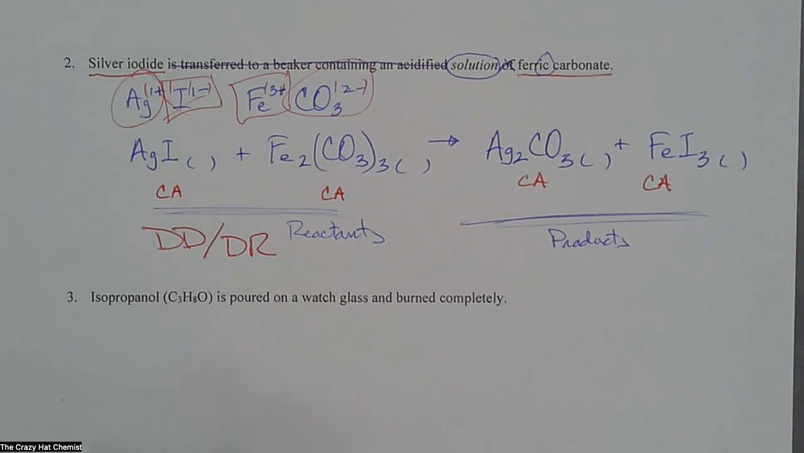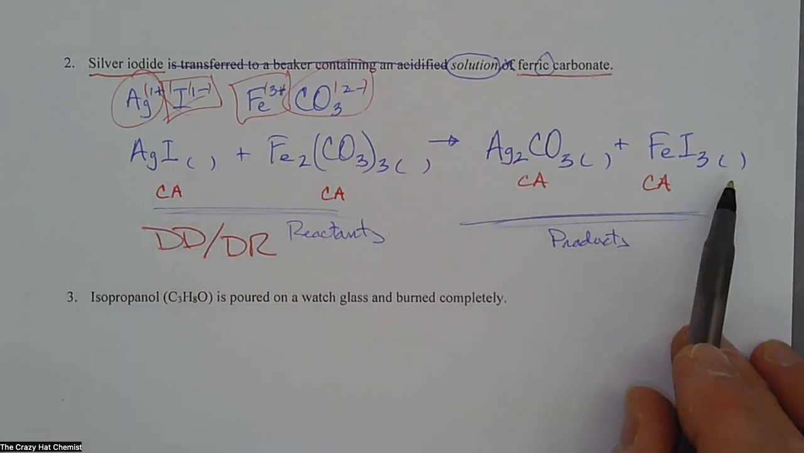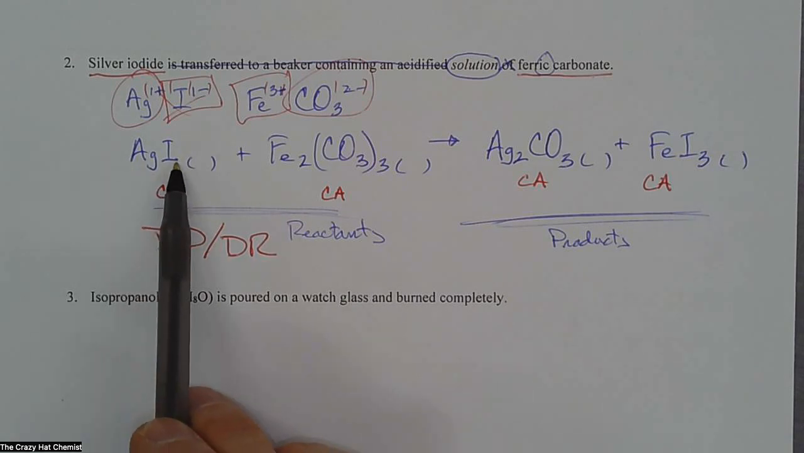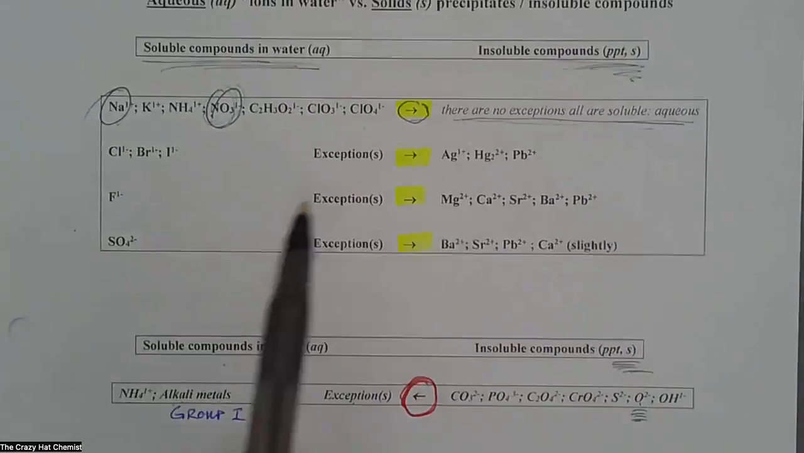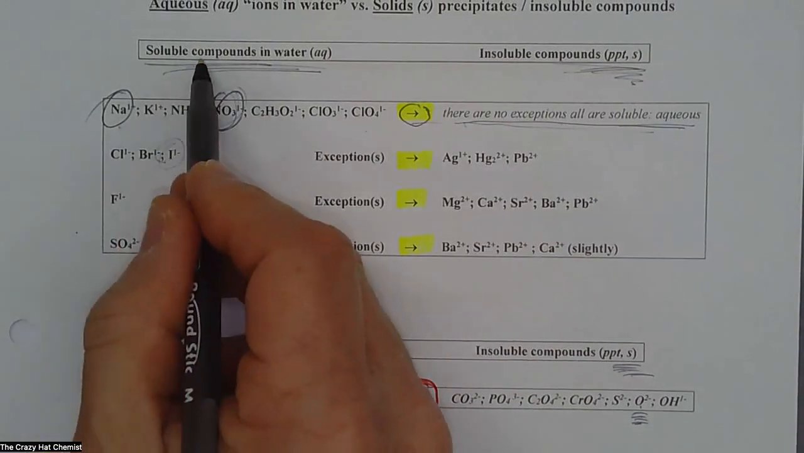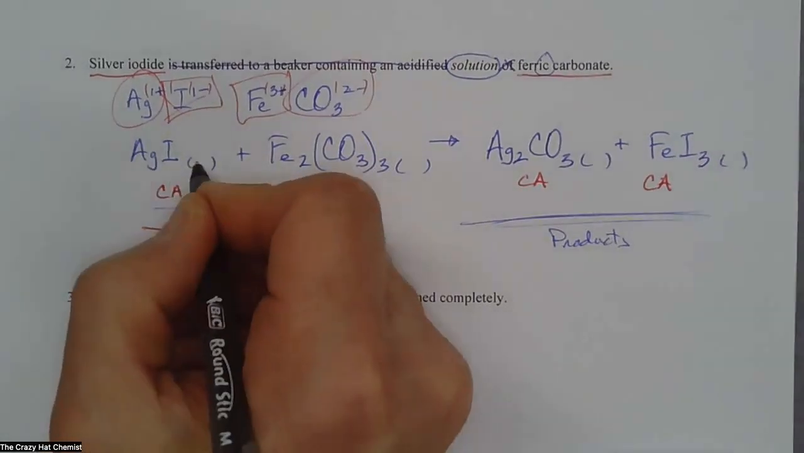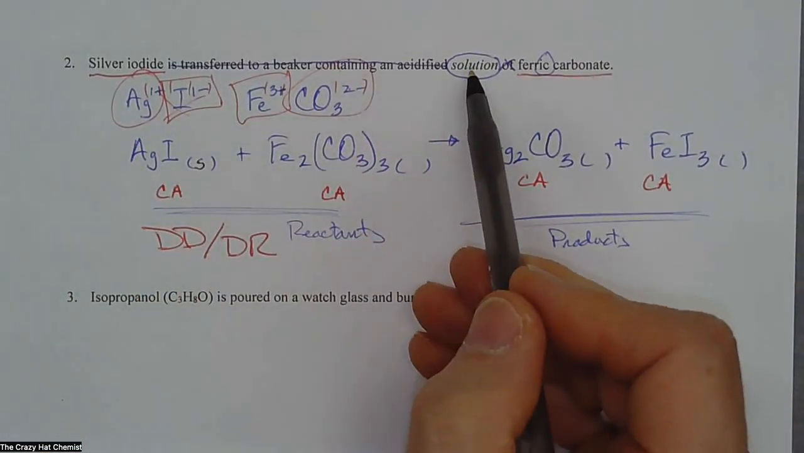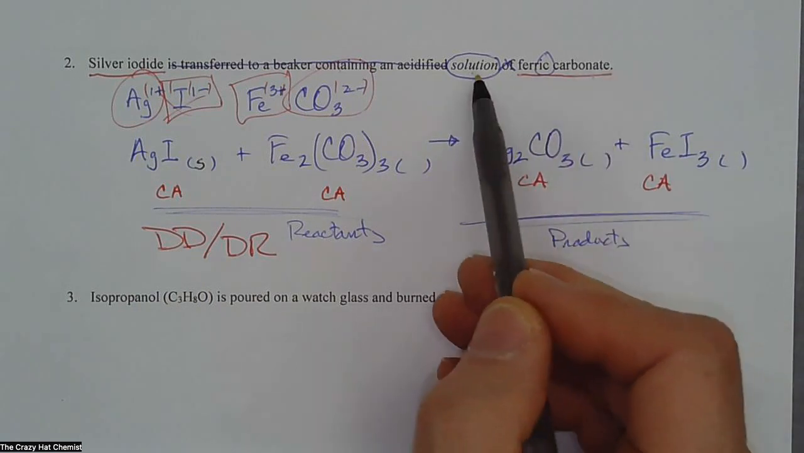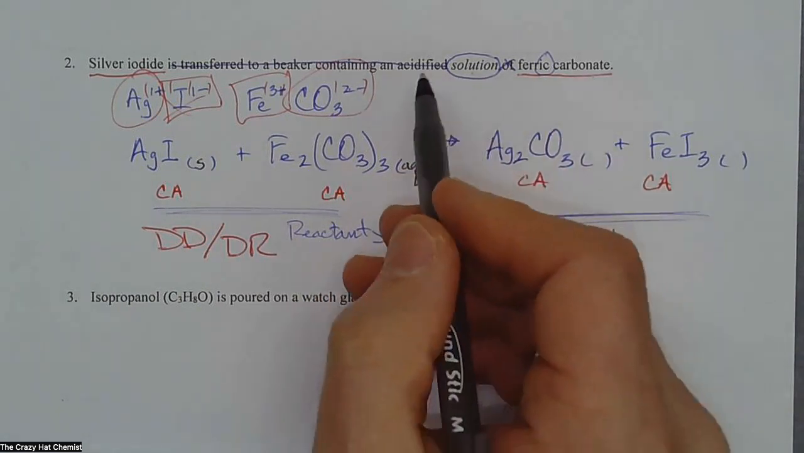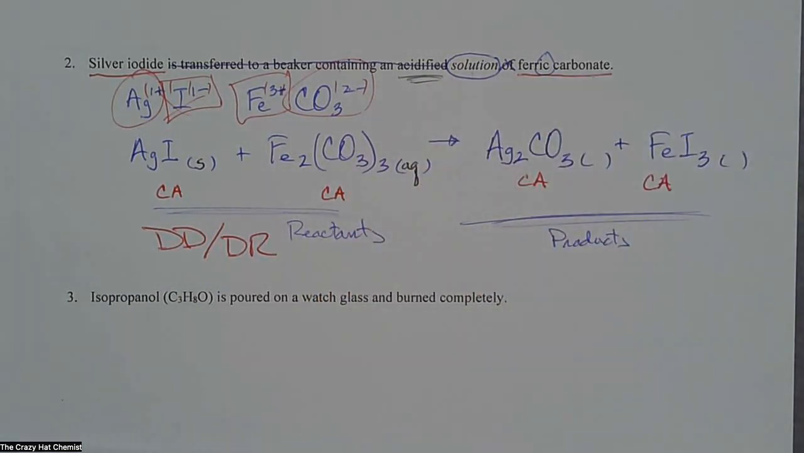Now that we have our reactants written and our products written, what we're going to do is refer to solubility rules to come up with what states of matter these are. So this first one is silver iodide, and iodides are soluble except for silver, mercurous, and plumbous. So that means that this is a solid. And then I'm going to refer back over here, and it says ferric carbonate, it's a solution, and that means that this is aqueous. It's an acidified solution. That means it's aqueous.